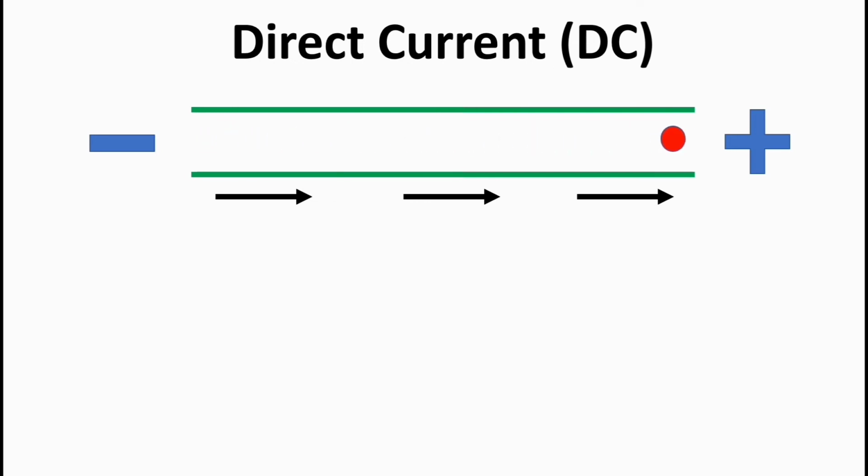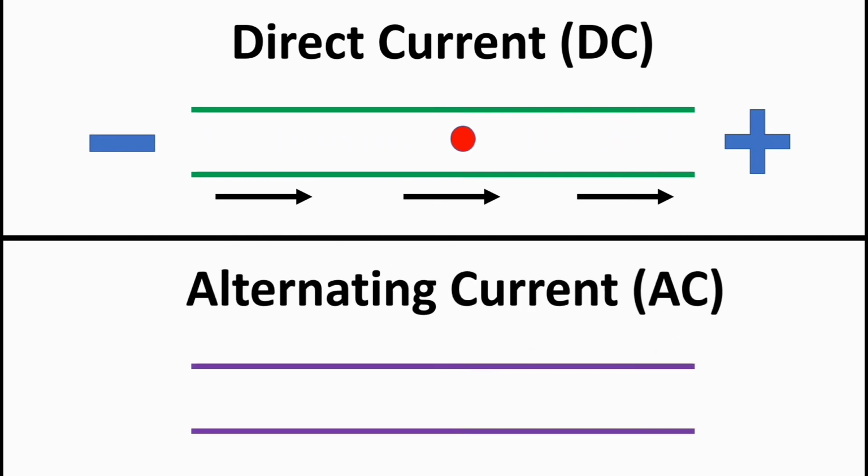Let's start with DC. For example, this is the wire, the negative and the positive terminal, and the red circle is the electron. As you can see in the presentation, the flow of electrons in DC shows a single direction. While the alternating current or AC, again, this is your wire, the negative and the positive terminal. As you can see, the electrons of AC keep switching directions rapidly. And that is the difference between the two.